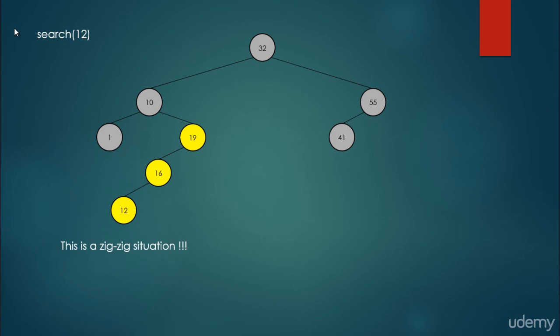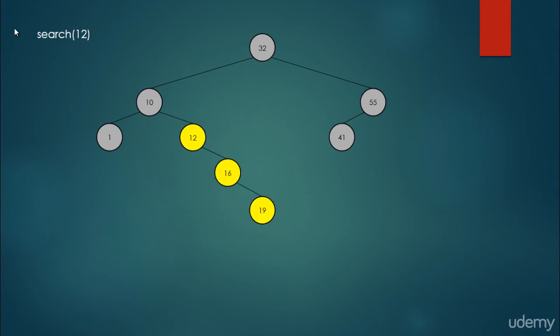So this is a zig-zag situation. If we want to make sure that the 12 node will be the root, we have to come to the conclusion that this is a zig-zag situation. So we have to make a right rotation and a right rotation again. Then this is a zig-zag situation, not a zig-zig as earlier. It is a zig-zag situation.